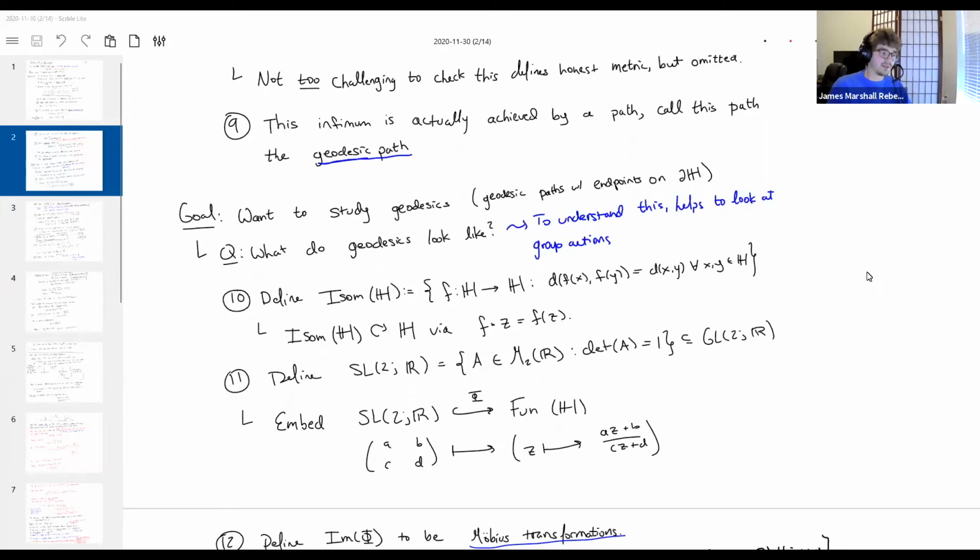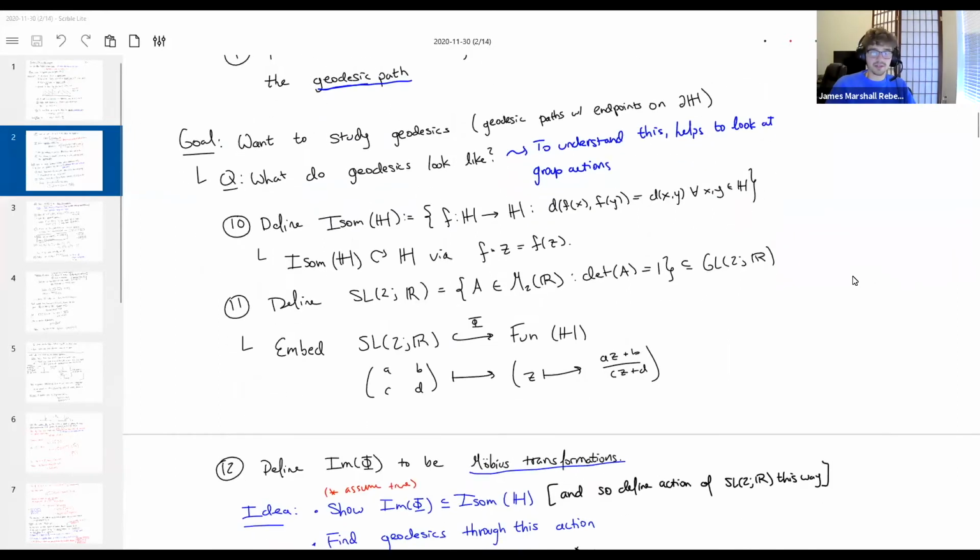This is way too complicated to look at, so instead we're going to restrict to something much easier, which are the Mobius transformations. Define SL2R to be all the 2x2 real matrices with determinant 1. You embed SL2R into functions on the hyperbolic plane by taking the matrix ABCD and mapping it to the function which takes a point z and sends it to (az + b)/(cz + d). You should probably check that this actually sends points in the hyperbolic plane to the hyperbolic plane. I don't think that's too hard though.